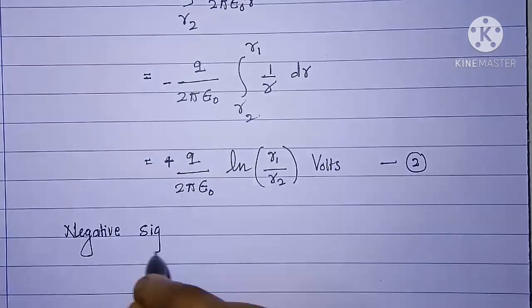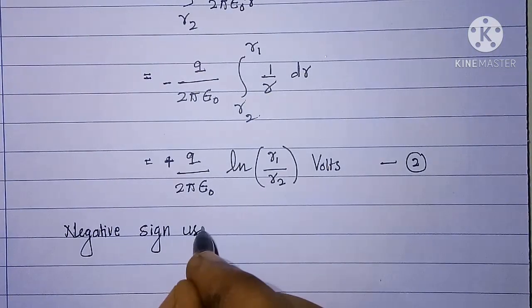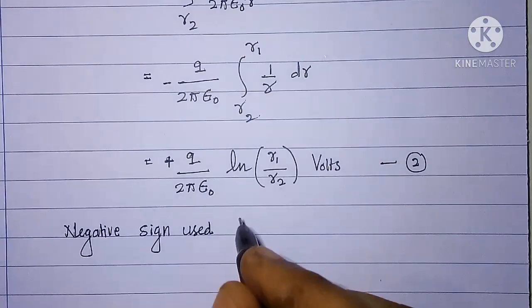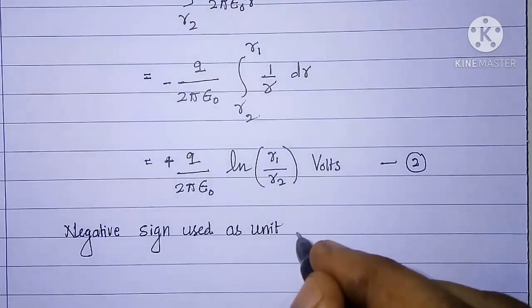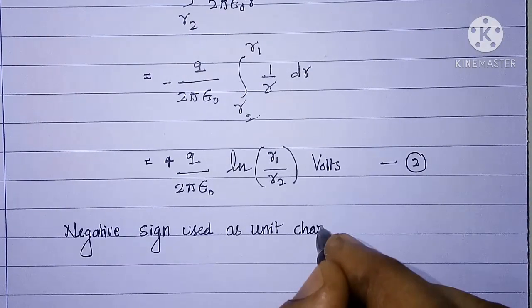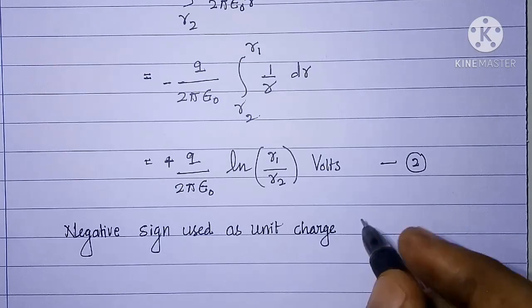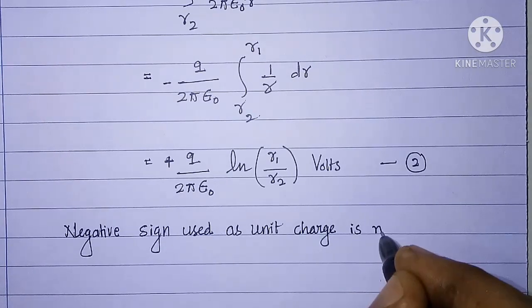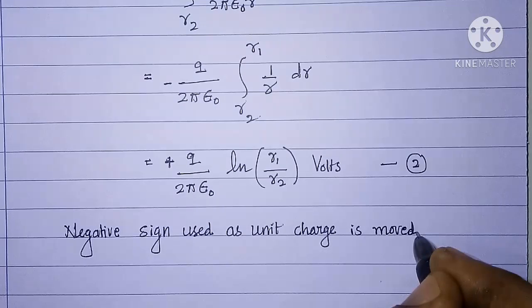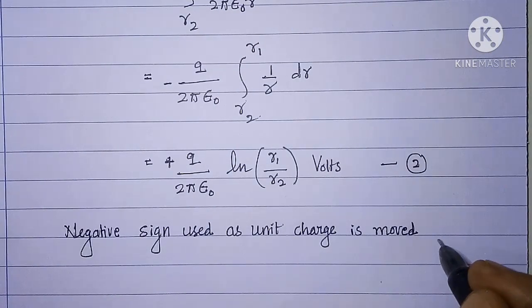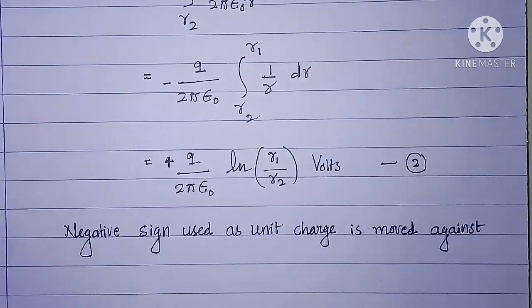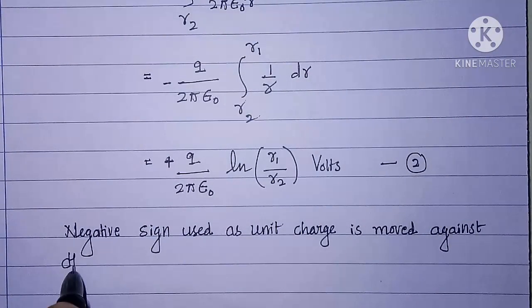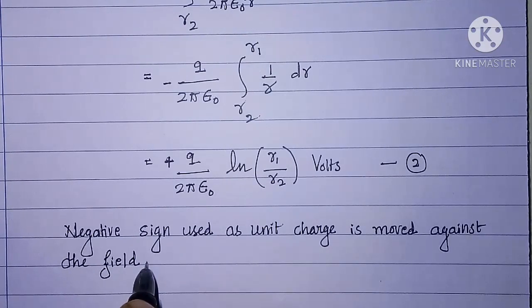Negative sign used as unit charge is moved against the field.